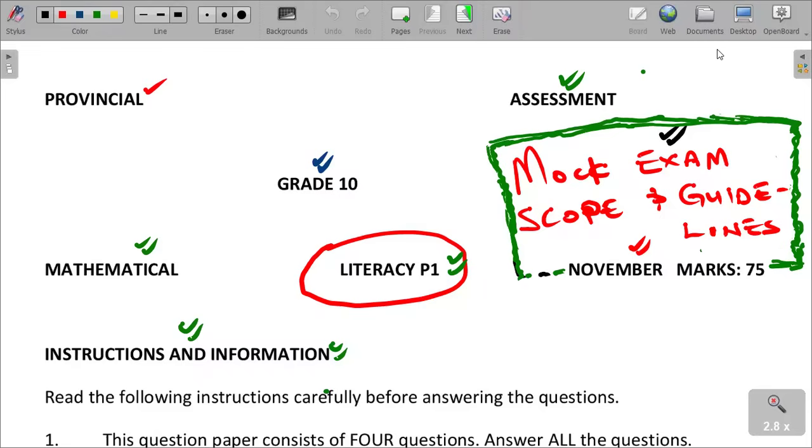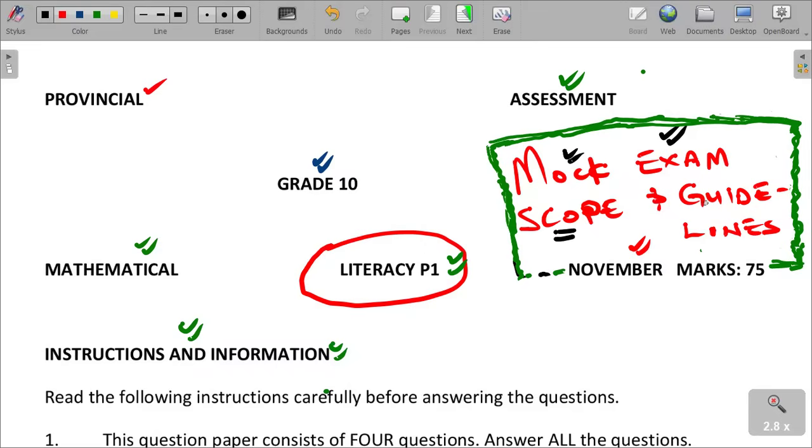Good day, class. We are meeting today for Maths Lit Grade 10, Paper 1, November exam. We are just going to be working out specific questions, which I'm sure you are going to use as a mock exam. You can also use that as scope for your exam in November.